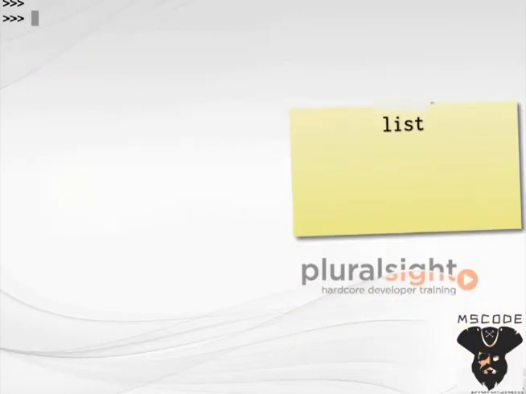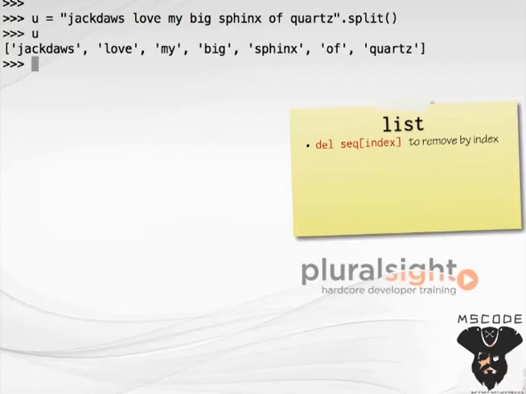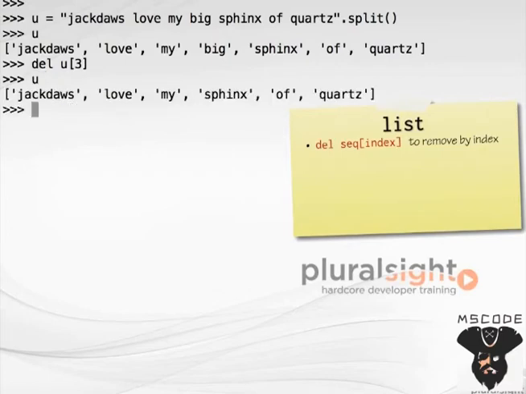Elements are removed from lists using a keyword with which we have not yet become acquainted, del. The del keyword takes a single parameter, which is a reference to a list element, and removes it from the list, shortening the list in the process. Here we make a list U containing the words "jackdaws love my big sphinx of quartz" using the string split method. We can delete the fourth element using del U[3], leaving "jackdaws love my sphinx of quartz."